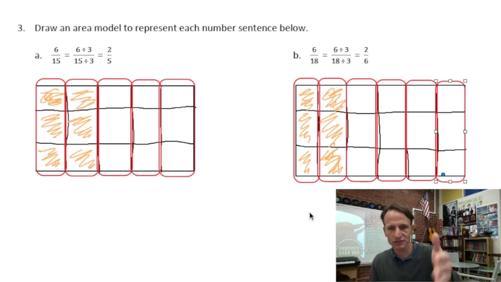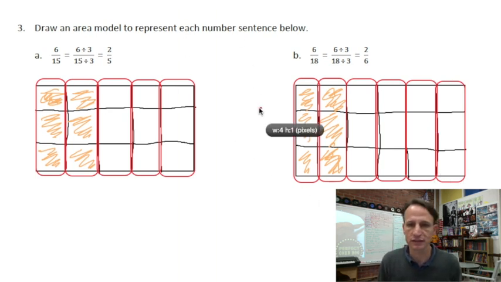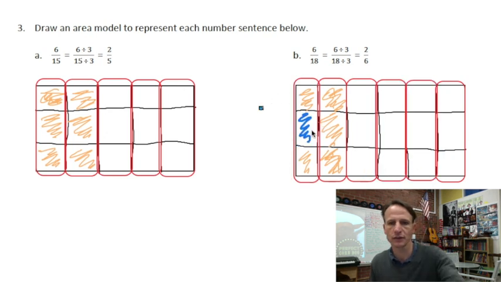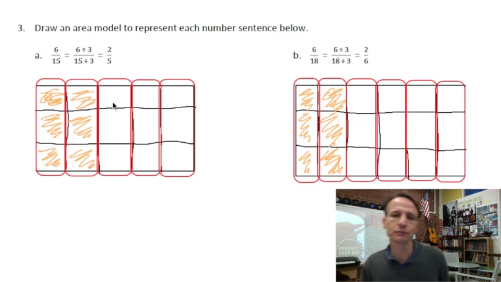Here we started with 6/18. Let's check that. 3, 6, 9, 12, 15, 18. Okay. We're supposed to end up with 2/6 after we put them in groups of 3. 1, 2 shaded out of 3, 4, 5, 6. Wow, math works. Hallelujah.